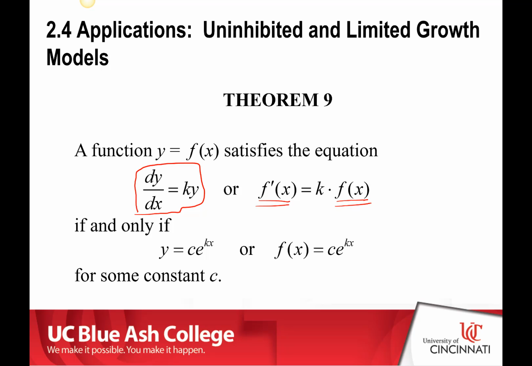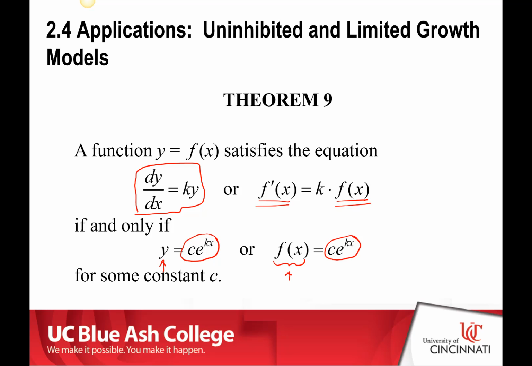In either case, the solution is going to look like either y equals or f of x equals. And notice that the model itself is going to be c times e to the kx. That's just a bunch of letters. I thought we were doing math. Okay? This is setting up a pattern that will work for any uninhibited model.